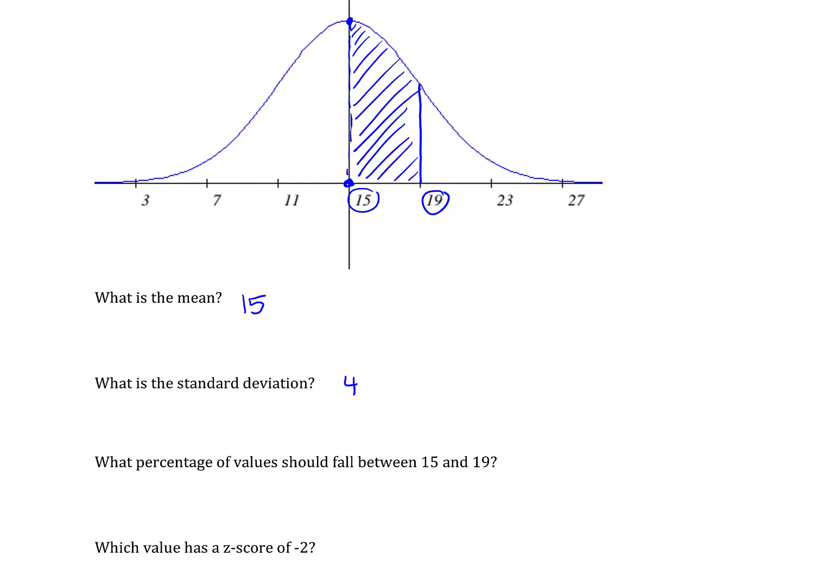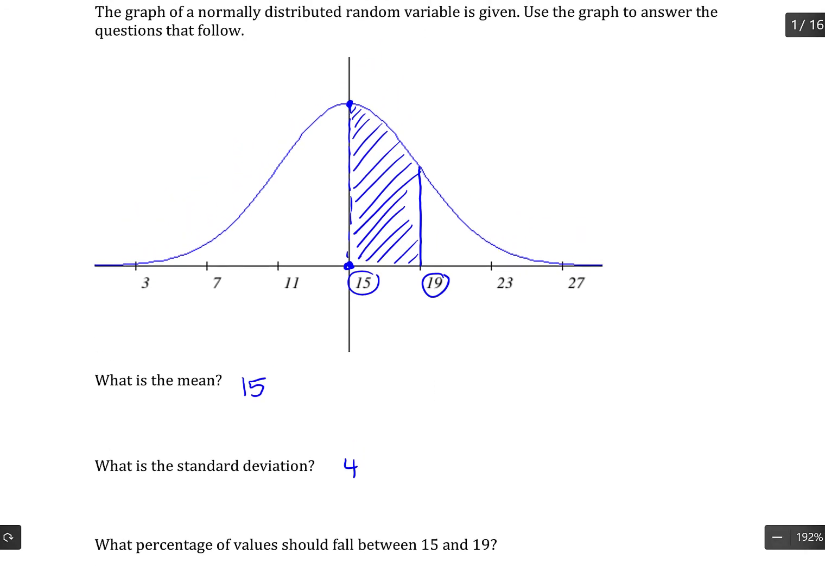Well, we could use the calculator to help us out, but don't forget that we also have the empirical rule to work with. The empirical rule says that within one standard deviation, there is about 68% of our distribution's area. And that only happens on bell-shaped curves. But this is certainly a bell-shaped curve. So between 11 and 19, we'll find about 68% of the data.